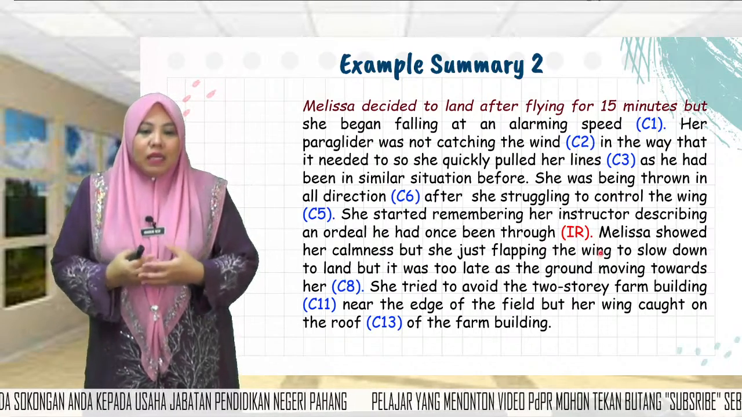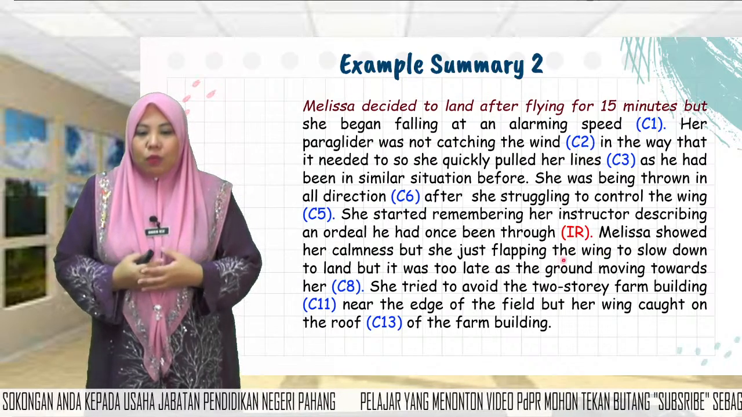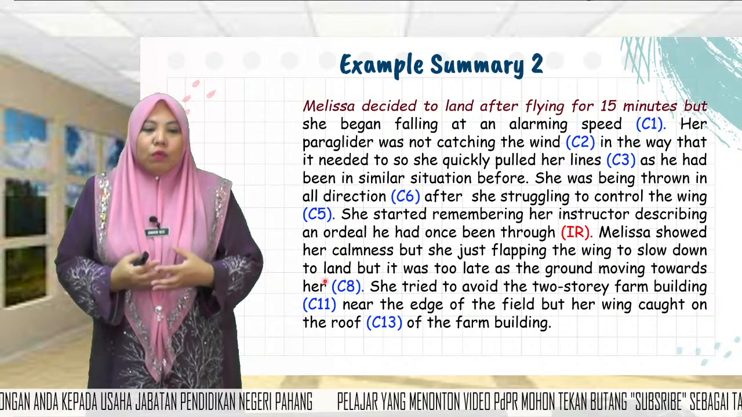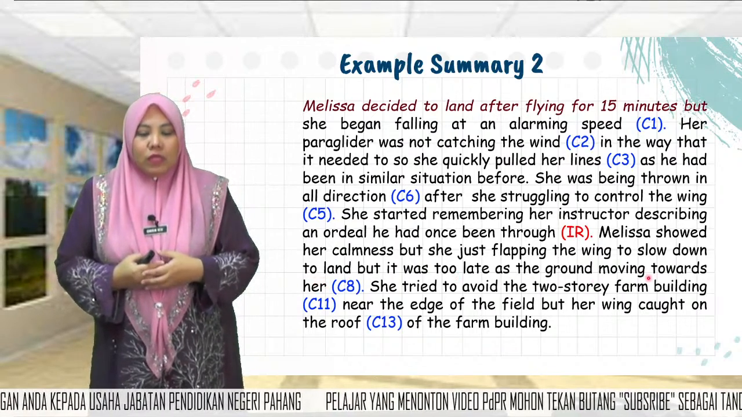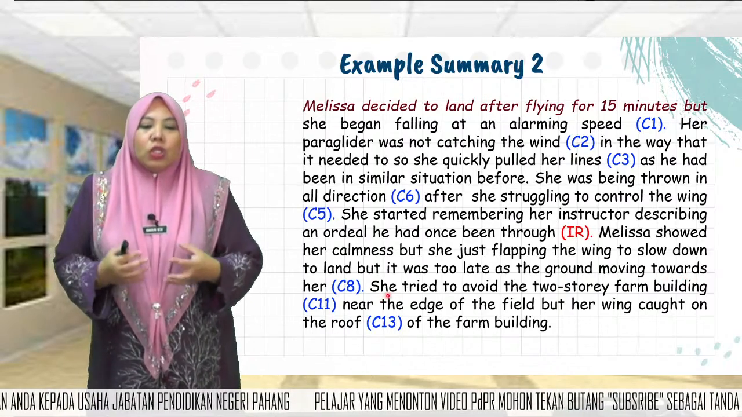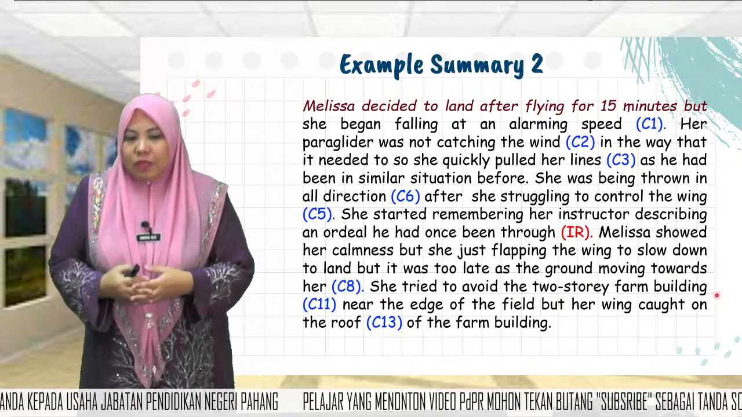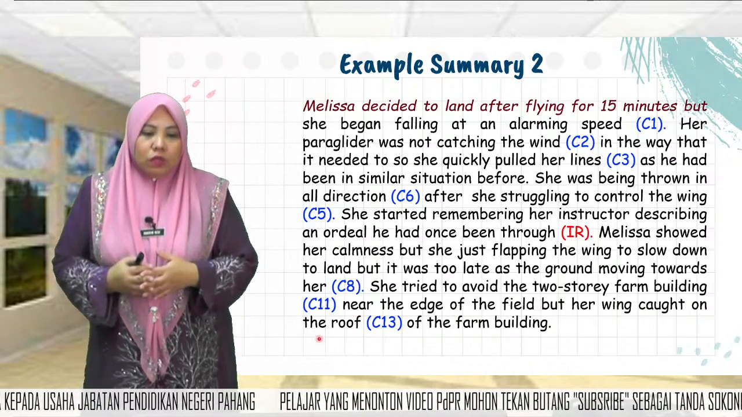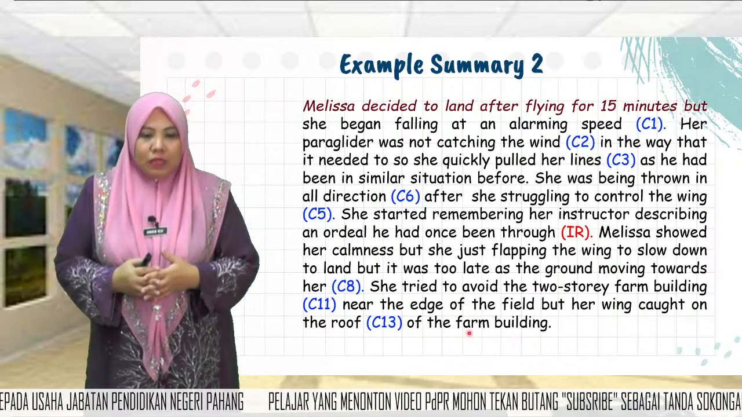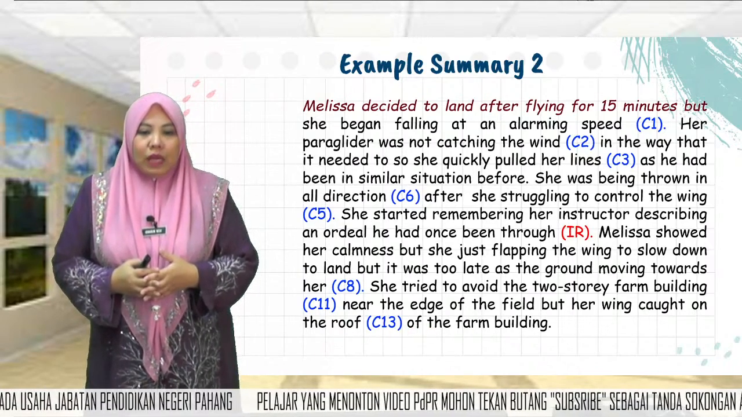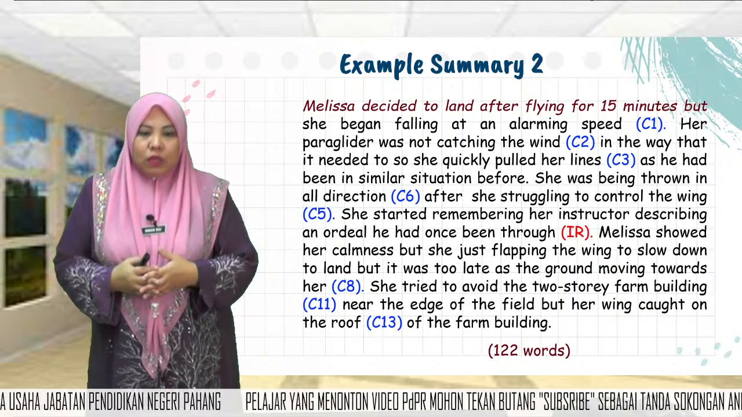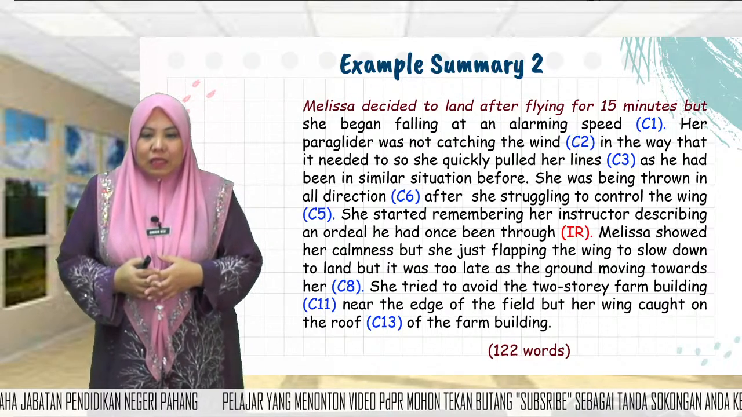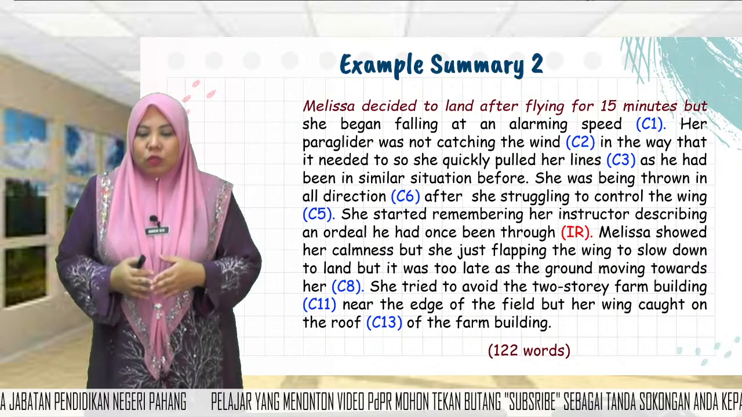Okay. Melissa showed her calmness, but she just flapping the wing to slow down. There is an error again around there to land, but it was too late as the ground moving towards her. That is C8. She tried to avoid the 2-story farm building, C11, near the edge of the field, but her wing caught on the roof, C13, of the farm building. Okay, so we only have about C1, C2, C3, C6, C5, C8, C11, and C13. All together is 122 words.